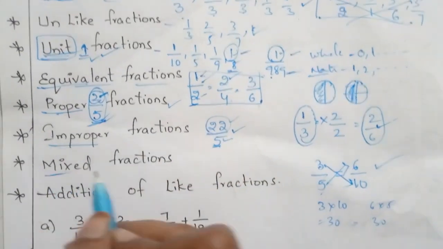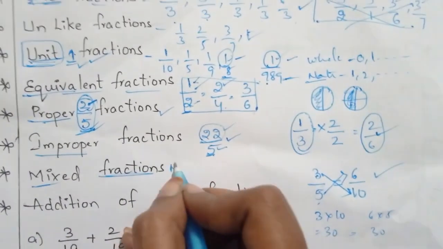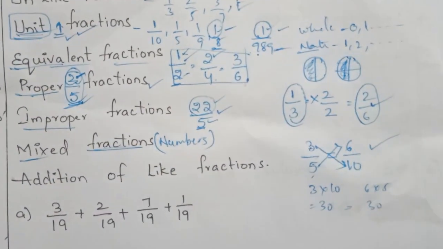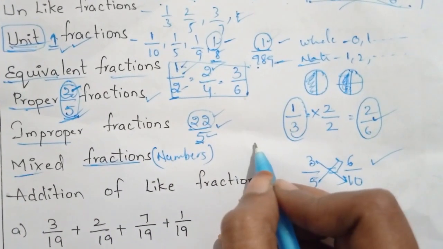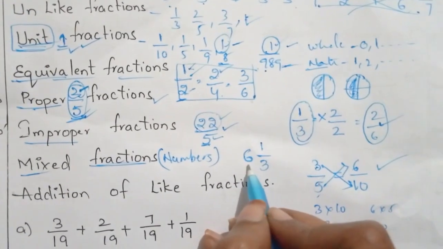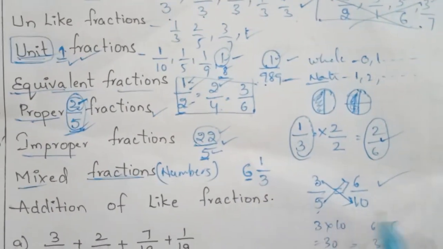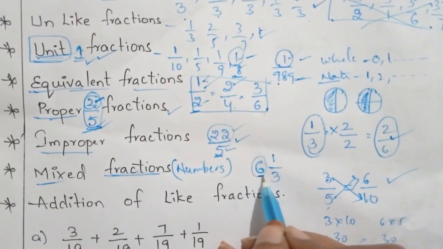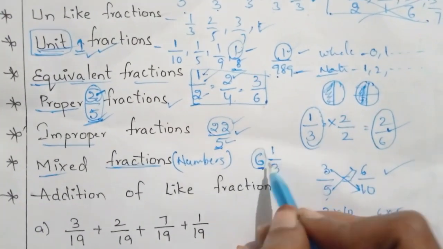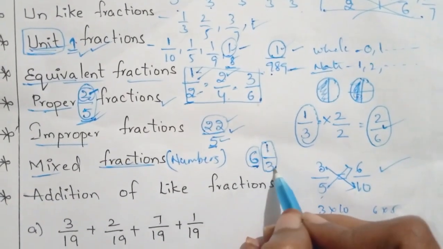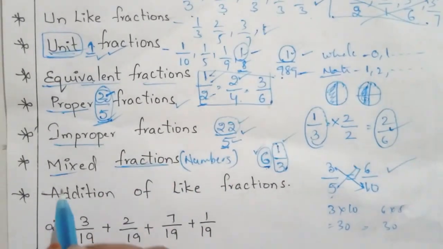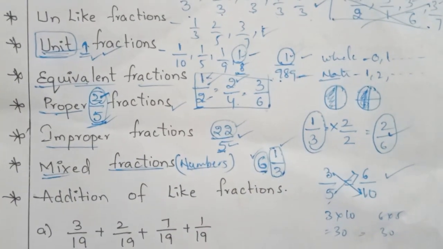Next, mixed fractions, mixed numbers. Actually, we should refer to it as mixed numbers. Mixed numbers are the numbers where we will have one fraction and one whole number. Here we are referring to a whole number, that means a complete number, like natural numbers 6, 7, 21, 35, whatever. And we'll take one fraction. It is a mixture of one natural number and a fraction. So that type of numbers we call mixed numbers.